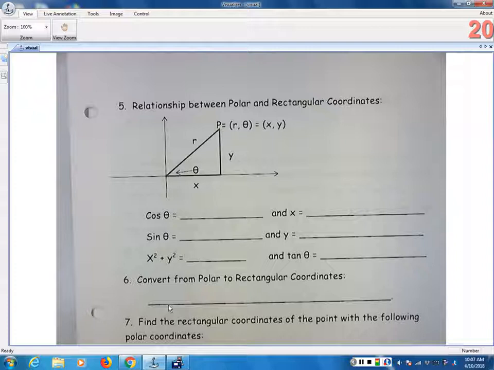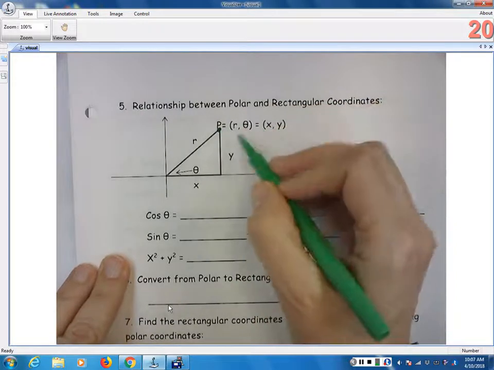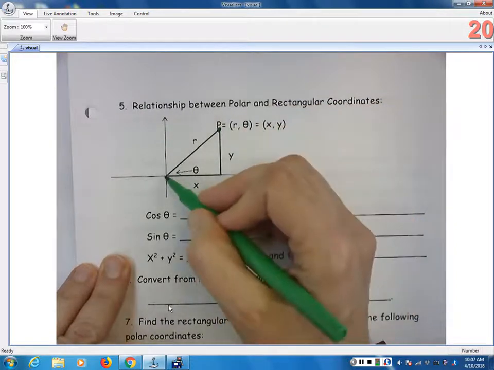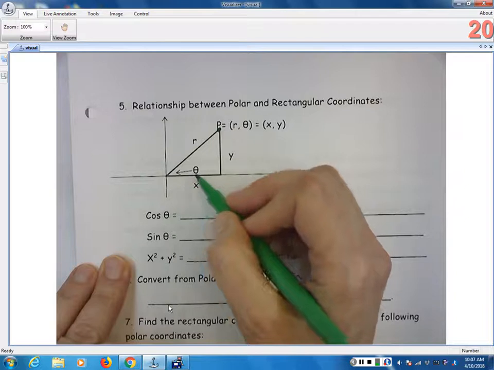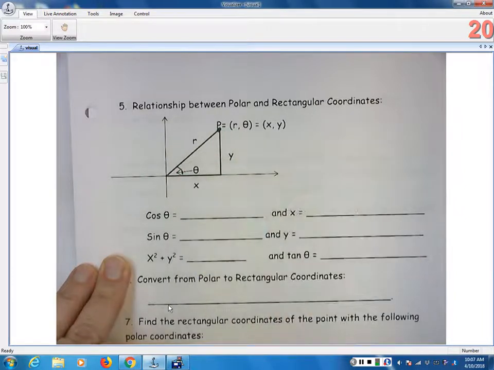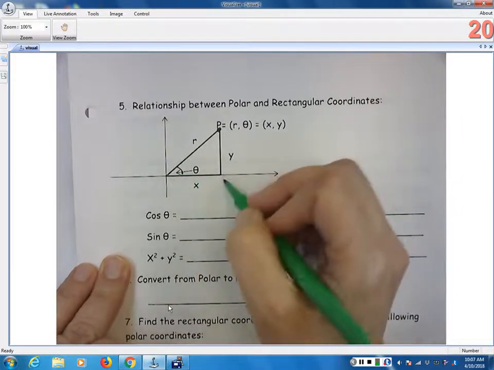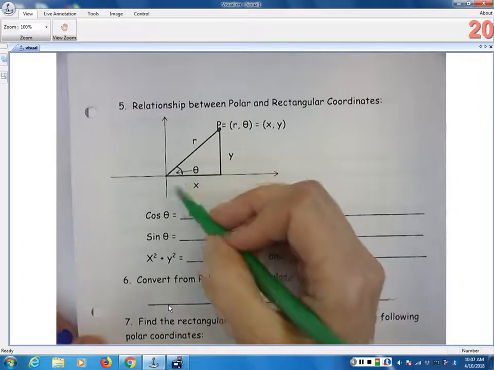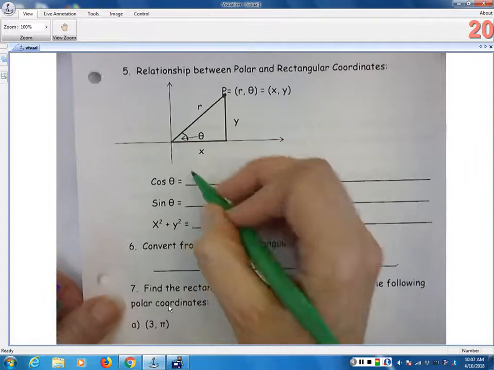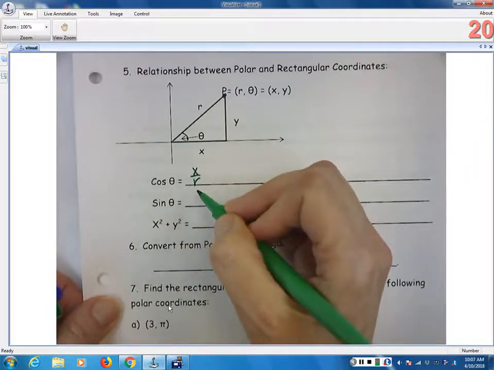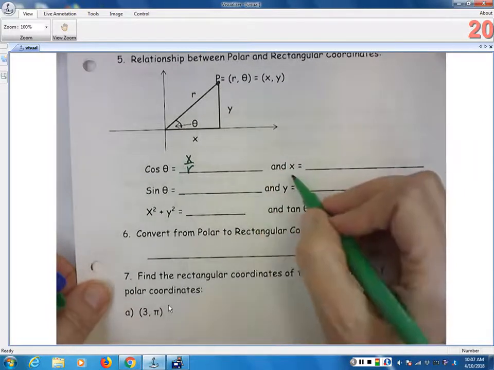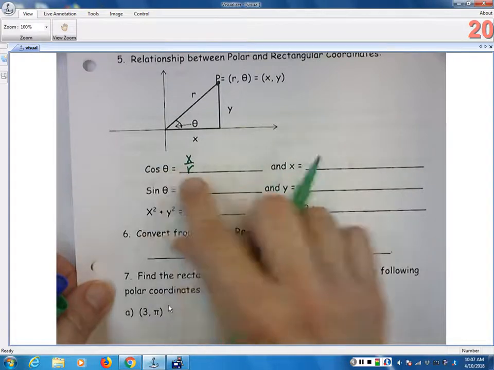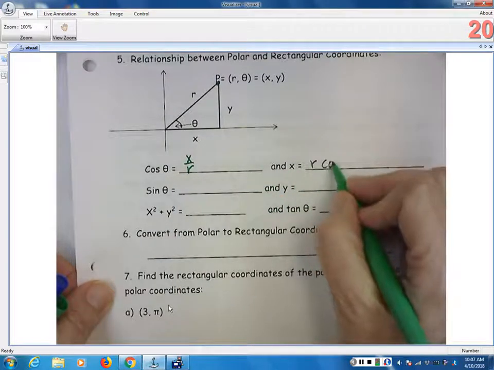Here's our relationship between polar and rectangular coordinates. This is point P up here. P is represented by (r, theta) and by (x, y). So cosine of theta will be x over r. If you're solving for x, you multiply through by r, and you get x equals r cosine theta.